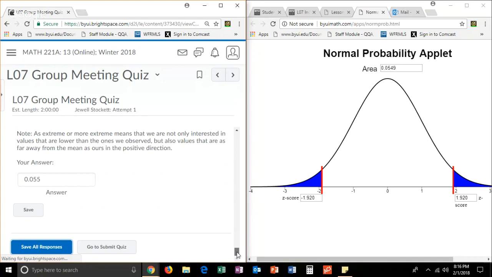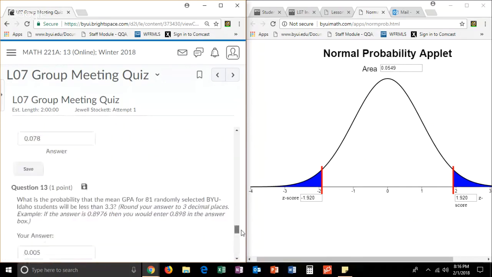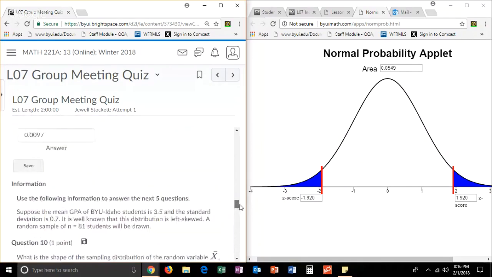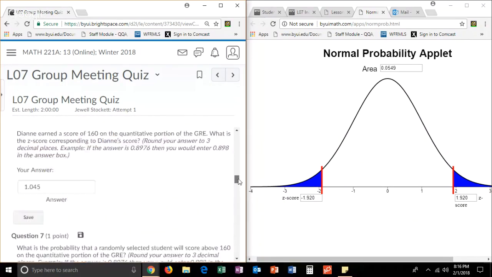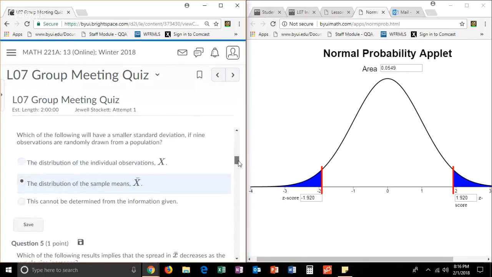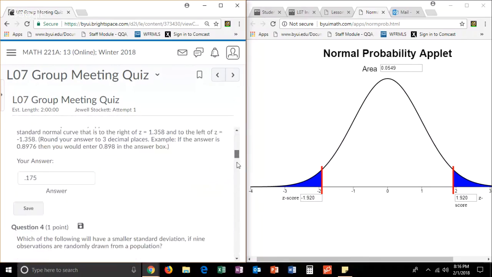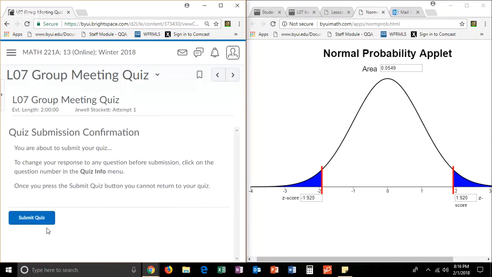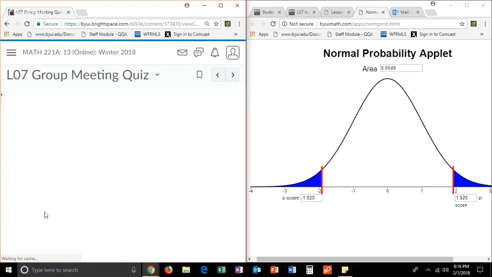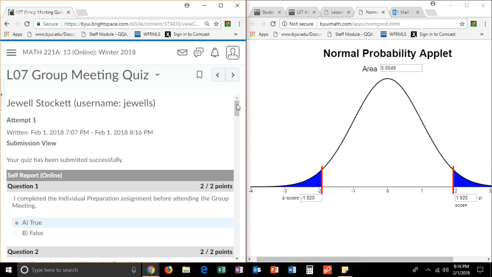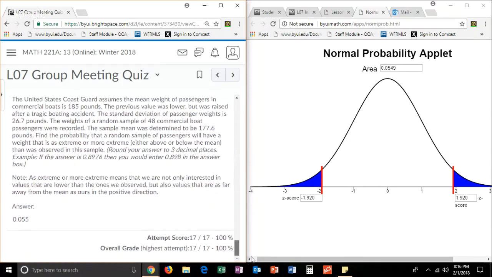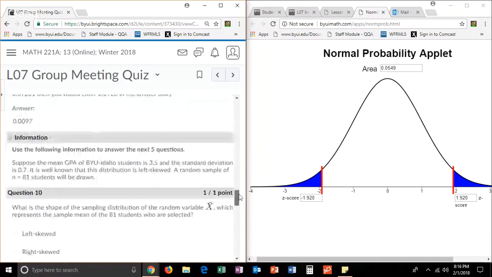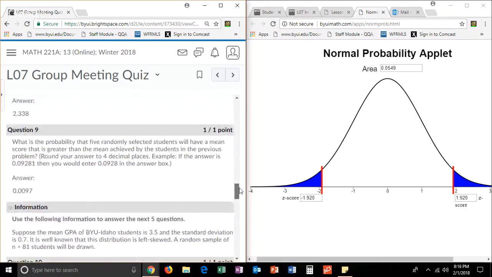I'm going to save all responses, make sure that all of them are answered. Okay. I'm going to submit it. Hopefully we get 100 because I don't want to do this again. Good. We did get 100? Yep. Yay! Oh, I'm so happy. Oh my goodness.